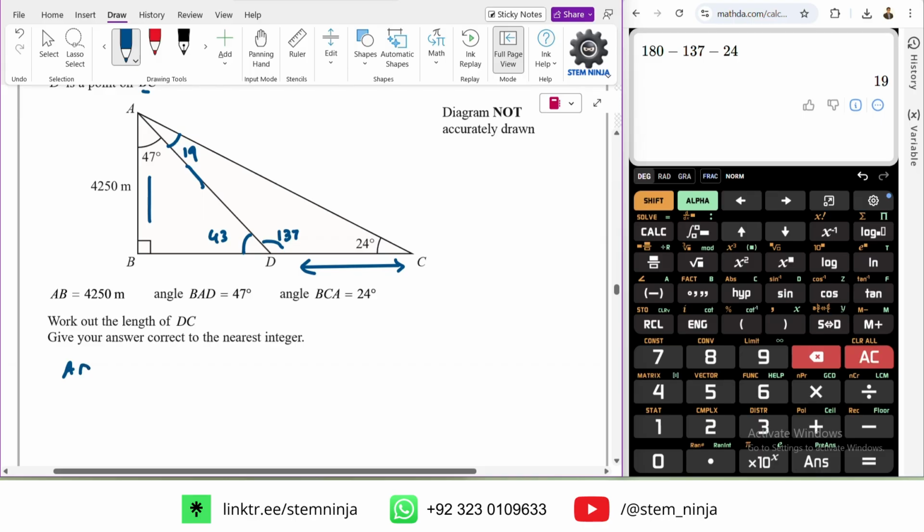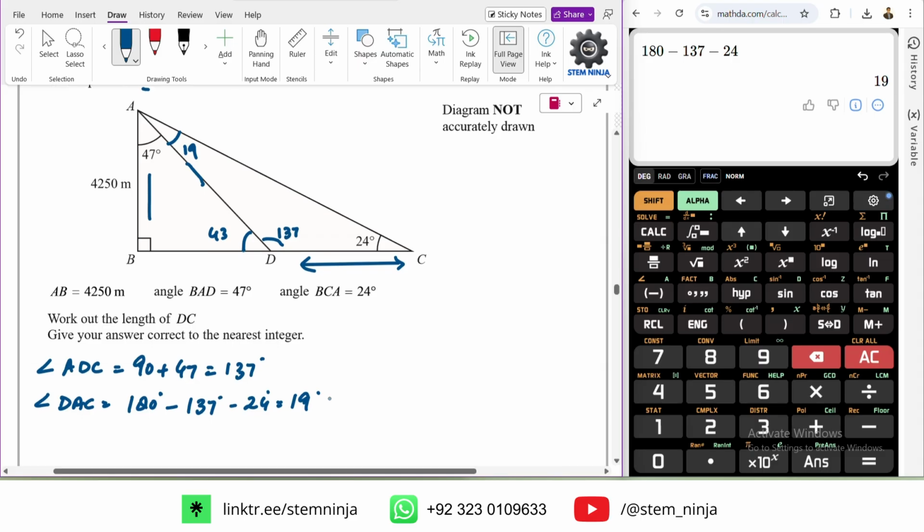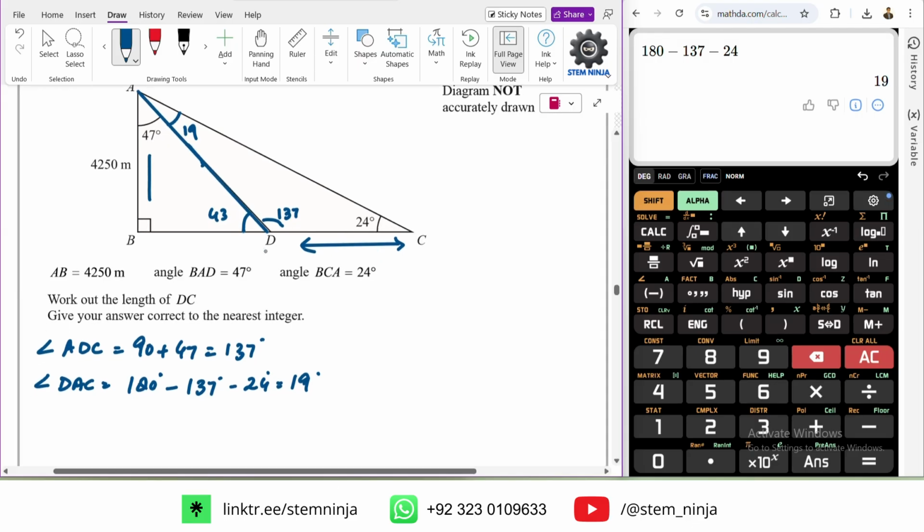So ADC is equal to 90 plus 47, 137 degrees, and therefore DAC is equal to 180 minus 137 minus 24, 19 degrees. Okay. Now let's see what we are missing. So we need at least one side to be able to figure out this side. So if we can find out this shared side, AD, using trigonometry, right?